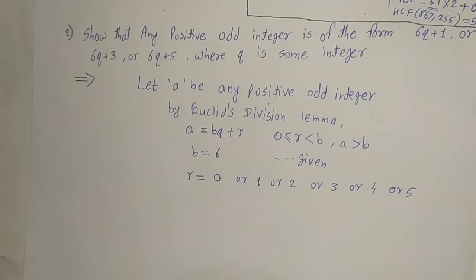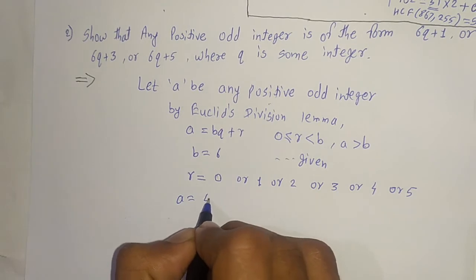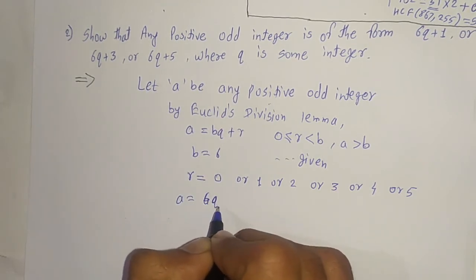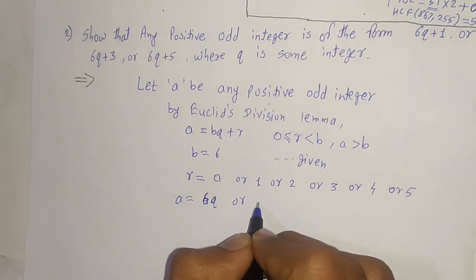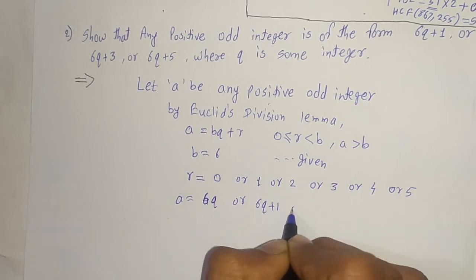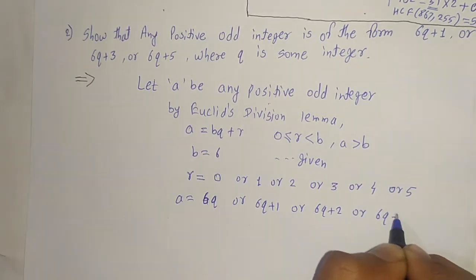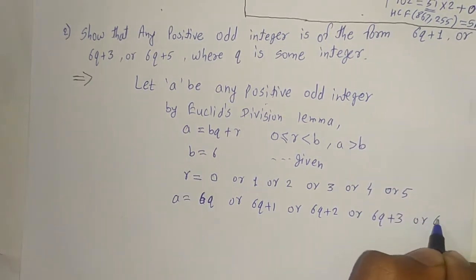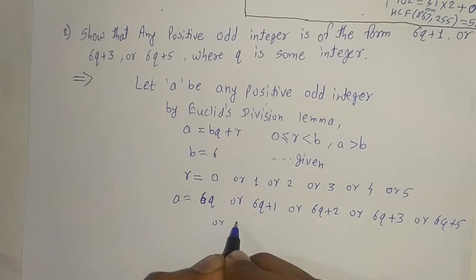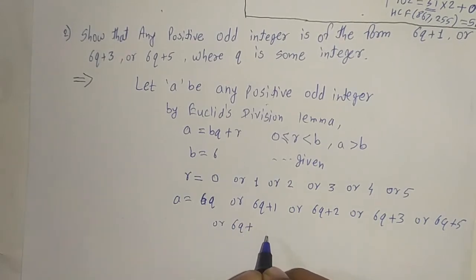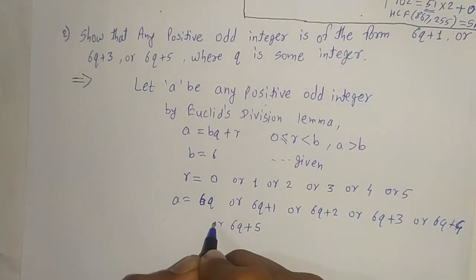So how to proceed in this case? a can be 6q plus r. r is 0, so it will be 6q, or 6q plus 1, or 6q plus 2, or 6q plus 3, or 6q plus 4, or 6q plus 5.